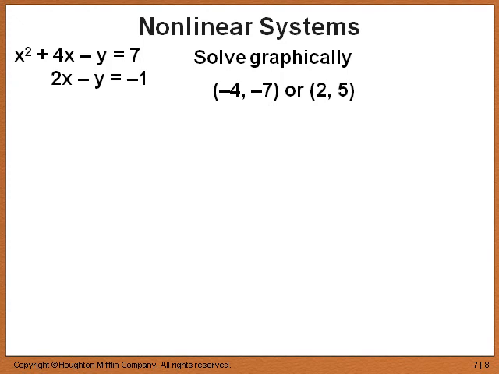All right, so here's the answer. Notice that I'm not giving you the graphs, because at this point you should be able to do the graphs on your own, either manually or with your calculator. And if you graph x squared plus 4x minus y equals 7, and on the same set of axes you graph 2x minus y equals -1, then you're going to have these two intersection points. The point (-4, -7), or the point (2, 5). Both of those will work, and both of those satisfy this nonlinear system.